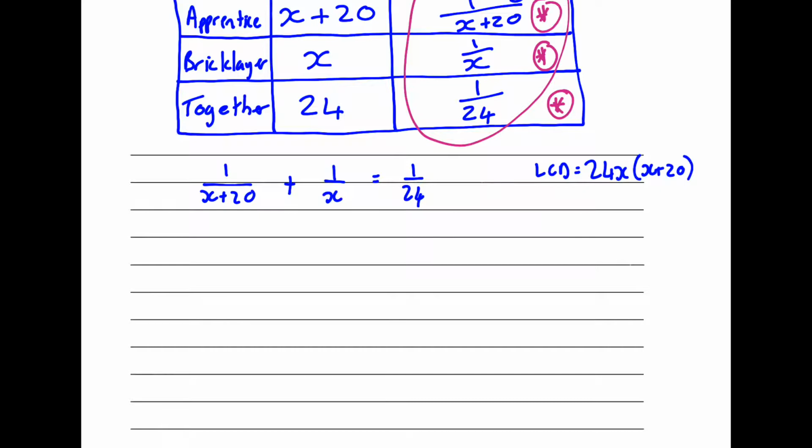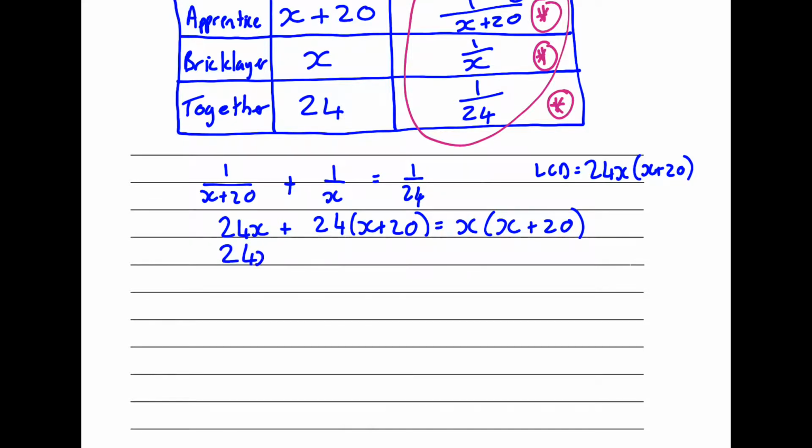So the X plus 20 in the denominator in the first one will cancel with the X plus 20 in the LCD to leave 24X. Then in the second fraction, that X will cancel with that X to leave 24 into X plus 20. And in the last fraction, this 1 over 24, that 24 will cancel with that 24 to leave X into X plus 20. Now it's just a case of multiplying out.